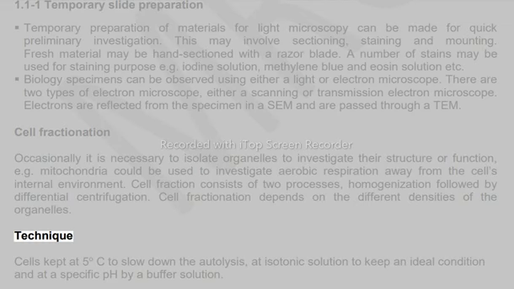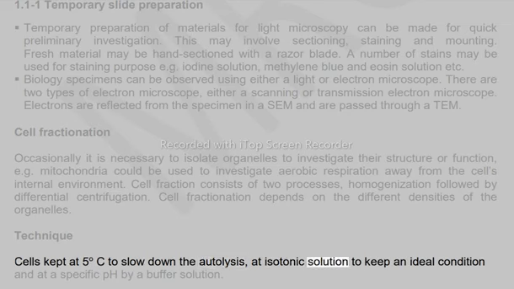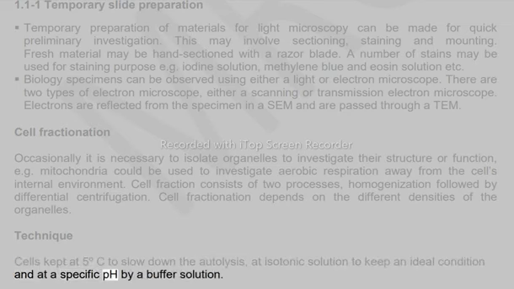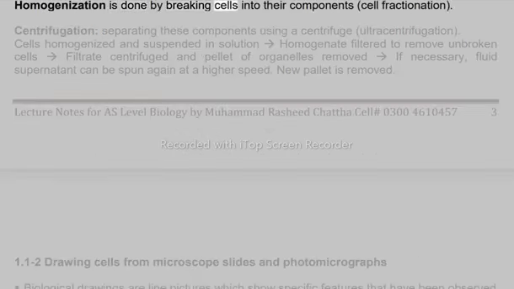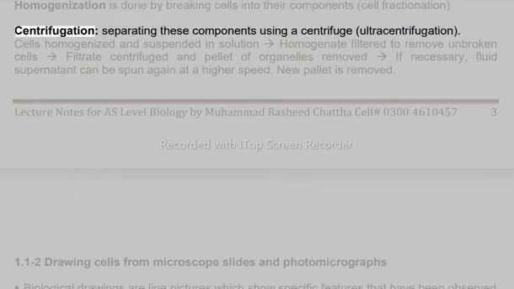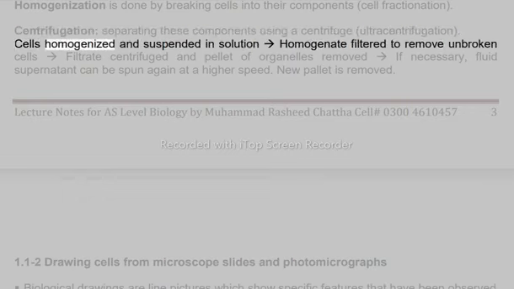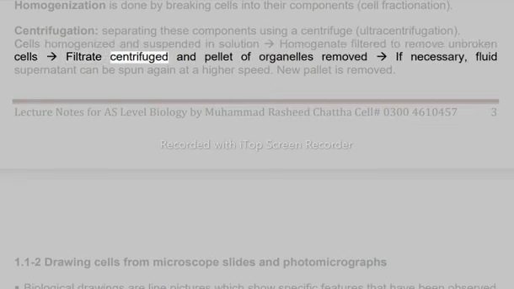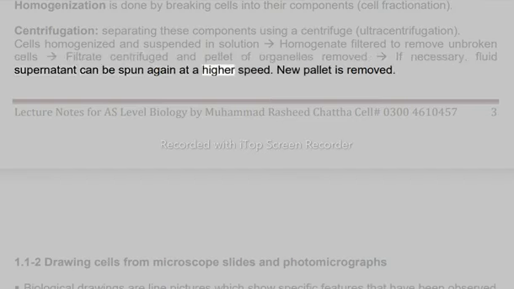Technique. Cells are kept at 5°C to slow down autolysis, in an isotonic solution to keep ideal conditions, and at a specific pH by a buffer solution. Homogenization: breaking cells into their components. Centrifugation: separating these components using a centrifuge, ultracentrifugation. Cells are homogenized and suspended in solution. The homogenate is filtered to remove unbroken cells. The filtrate is centrifuged and the pellet of organelles removed. If necessary, the fluid supernatant can be spun again at a higher speed. The new pellet is removed.